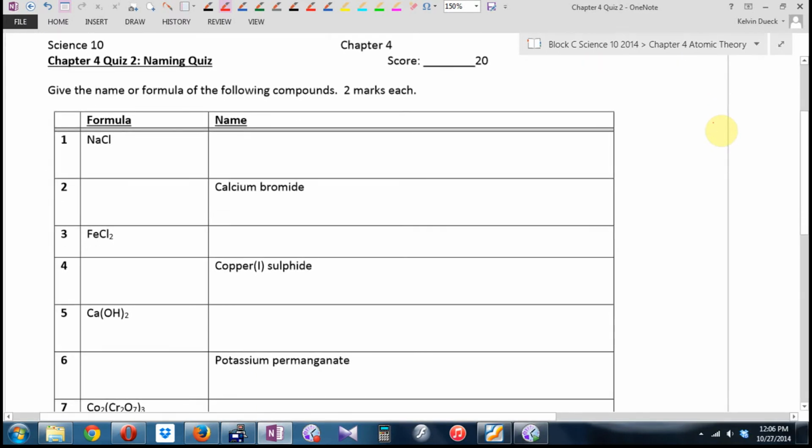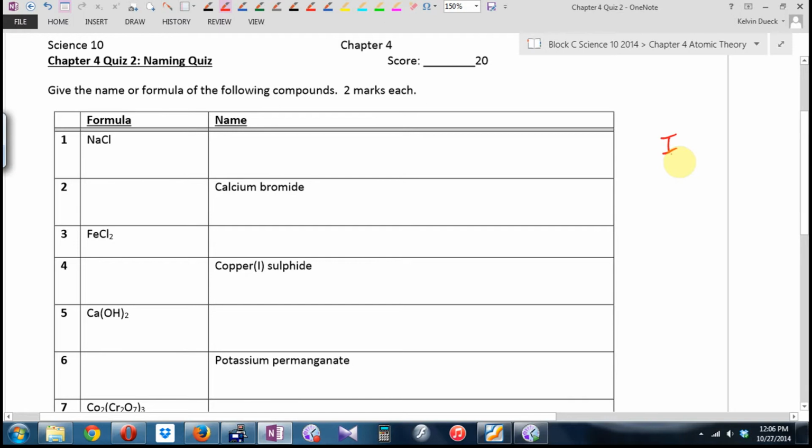It says, give the name or the formula for the following compounds, 2 marks each. I'm going to walk you through how my brain does this. Now, eventually, you get good enough that you start to take shortcuts, but they gave me a formula. The first thing I would say is, is it ionic or covalent? It starts with a metal. In my mind, I would say it's ionic.